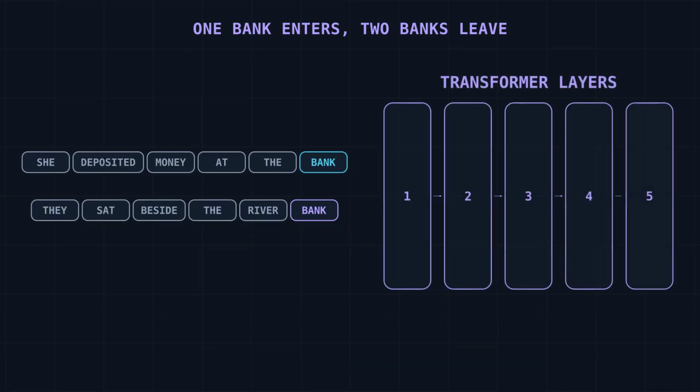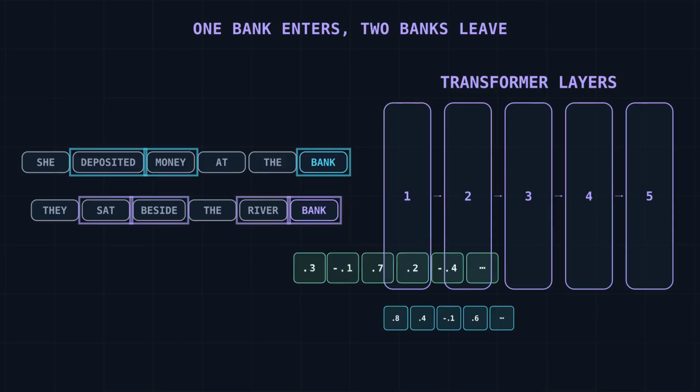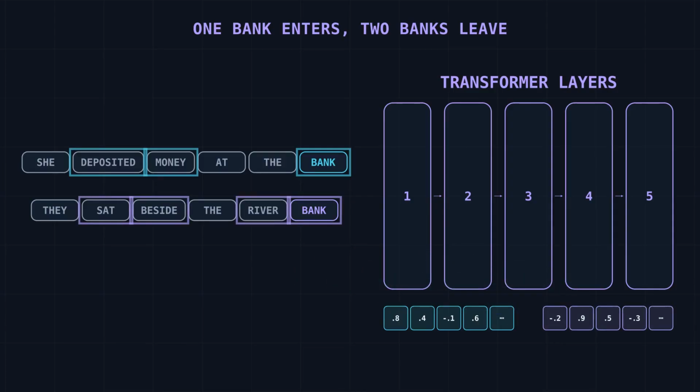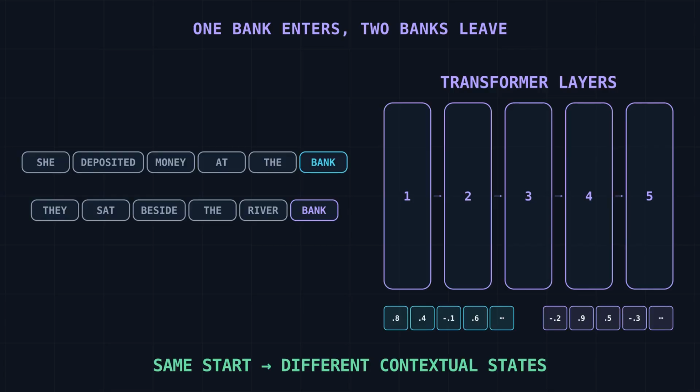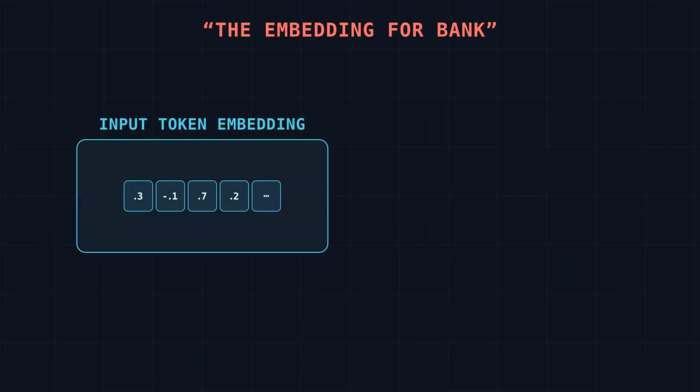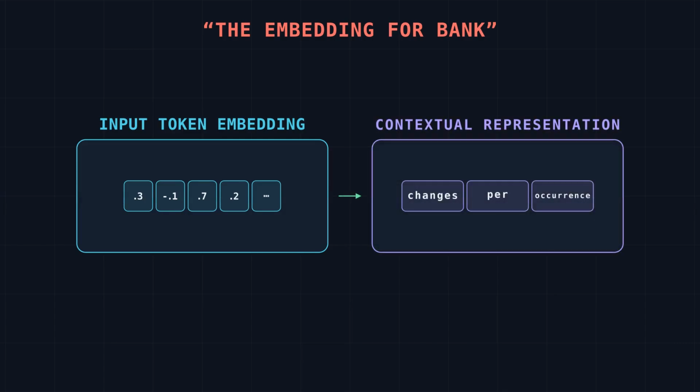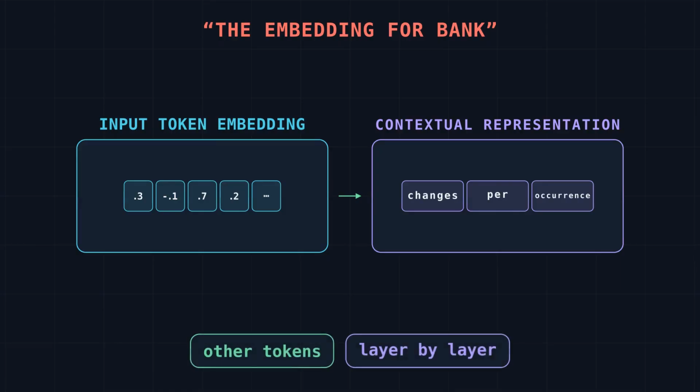Then, the token enters the transformer layers. In the first sentence, information from deposited and money changes the internal state associated with bank. In the second, river and beside push it in another direction. After contextual processing, the two bank tokens no longer have identical representations. This is the distinction that gets blurred whenever people say, the embedding for this word. The input token embedding is the learned row selected before contextual interaction. A contextual representation is the later vector after the model has processed this occurrence alongside the other tokens.